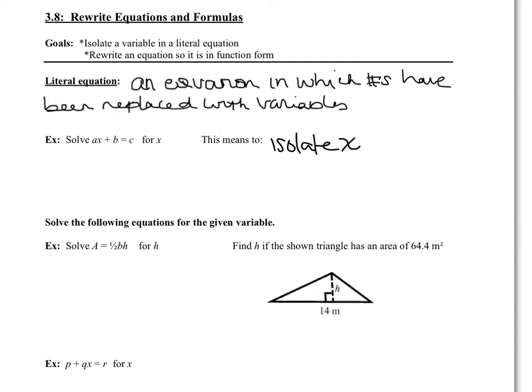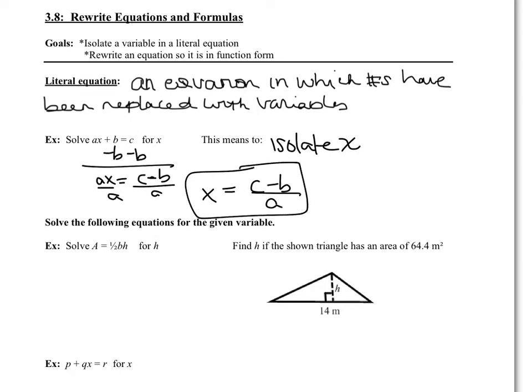So in this example, x is being bothered by a, which is multiplying, and also being bothered by b, which is adding. So because we're doing reverse PEMDAS, we're going to undo the addition first by subtracting b from both sides. So I end up with ax equals c minus b. And then I still have to get rid of a by dividing both sides. So x equals c minus b over a.